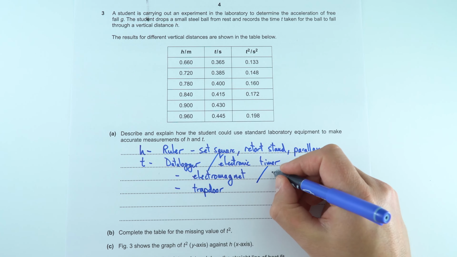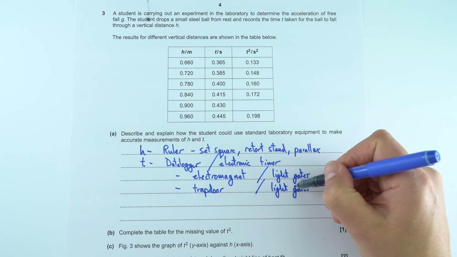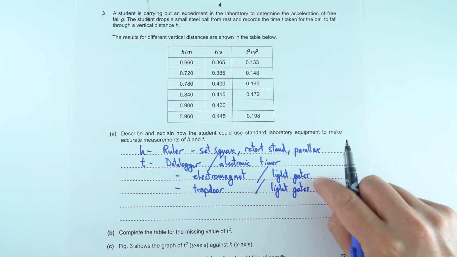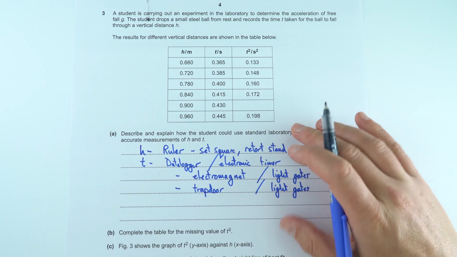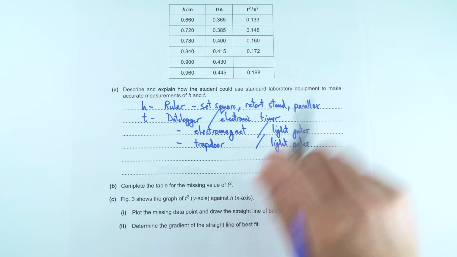Equally, we could have used light gates. And you can have a light gate at the top to start the timer and a light gate at the bottom to stop it. Light gates on their own is not the answer, because the light gates need to be connected up to the data logger to actually record that data. So for this one here, there were 4 marks available.